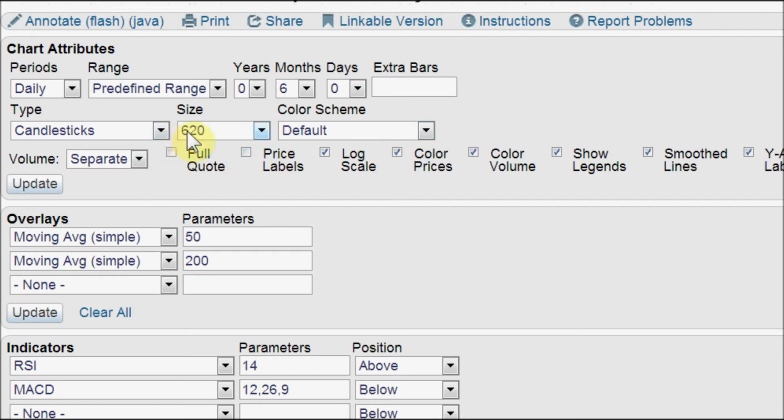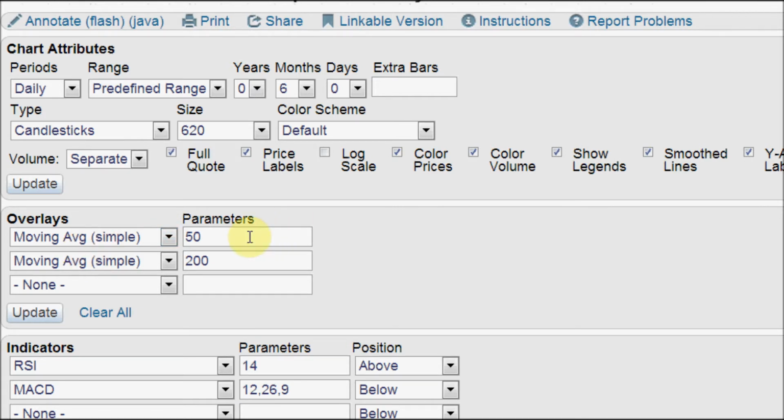Okay. The next change. So that line is done. We have volume. I like to see the full quote. I also like to see price labels at the highs and lows. And I do not like log scale. I like arithmetic scale, and I will have a lesson on what the difference is and why one is good for one thing and why the other one is good for another. The rest of these are fine. Leave them alone.